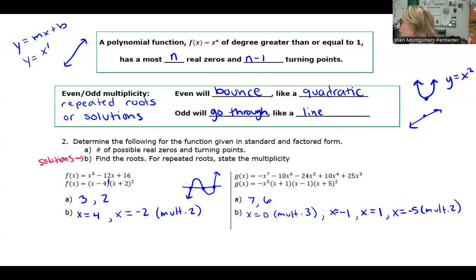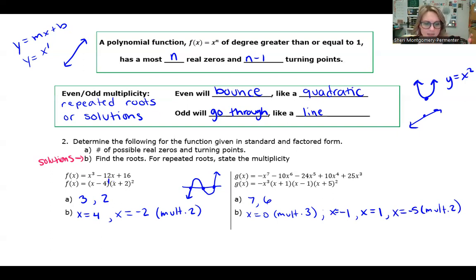Are we good so far? How did I get these numbers? For the top, the possible real zeros, you look at the degree. So this is a third degree, so you could have 3 possible zeros. One less than that means I could have 2 turning points. Here, it's a 7th degree, so I could have 7 possible real zeros, and one less than that says that I could have 6 turning points.